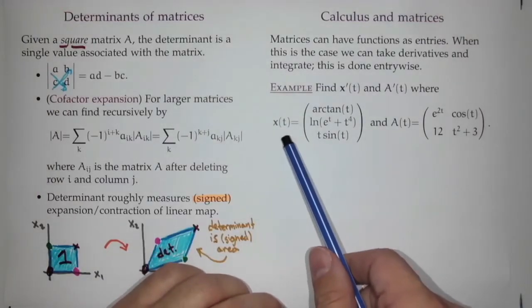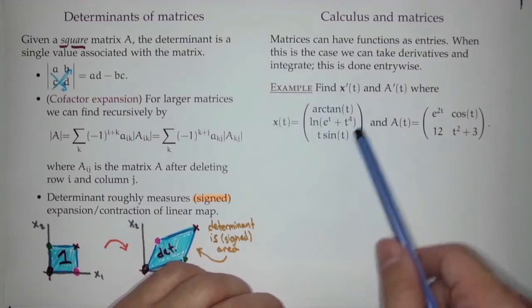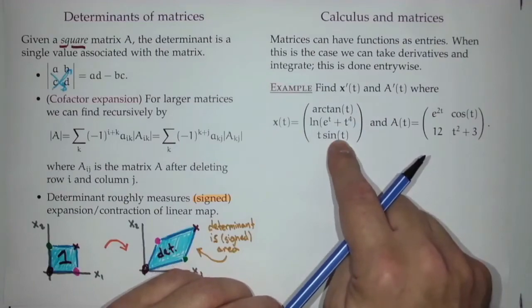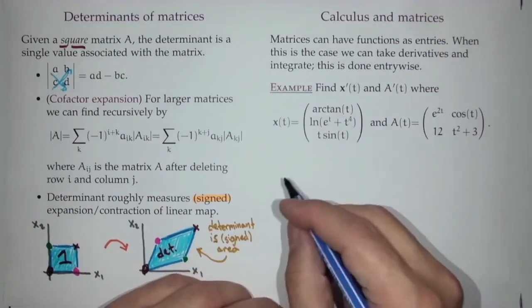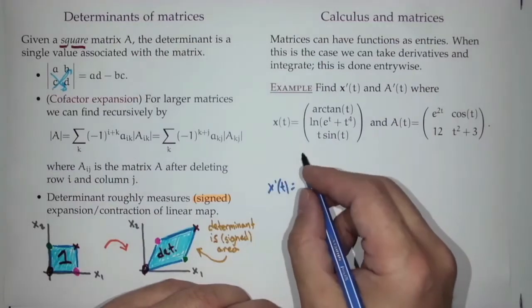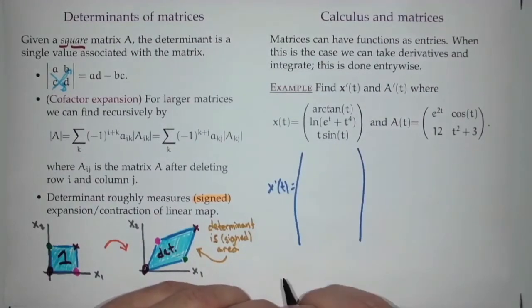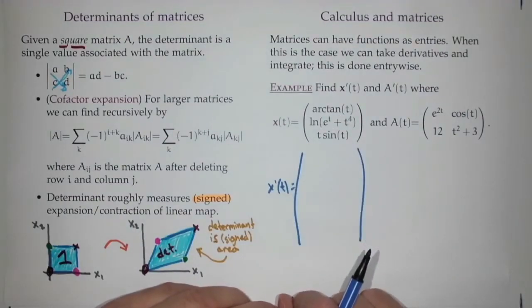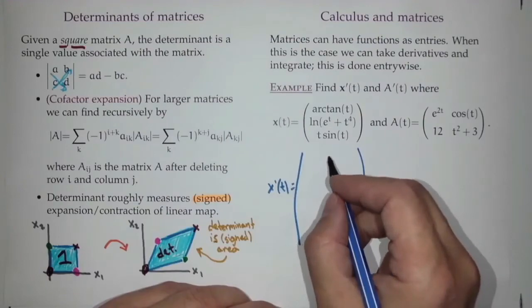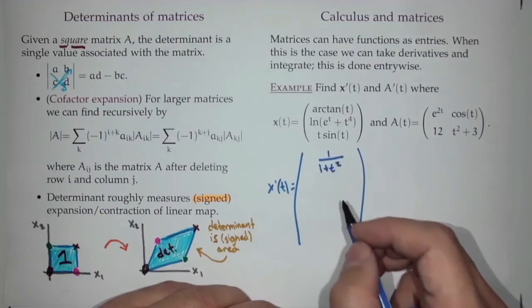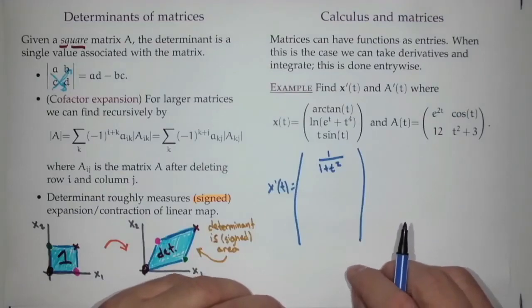So let's go through and find these derivatives. Here, x of t, I have really 3 entries. So to find the derivative, x prime, we just go through and find the derivative of each slot. What's the derivative of arctangent? 1 over 1 plus t squared. You kind of suspected that might be my first example.